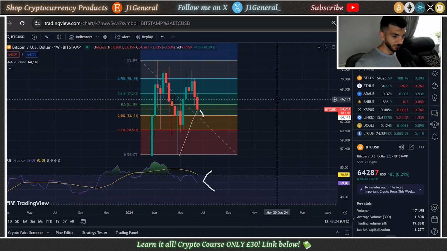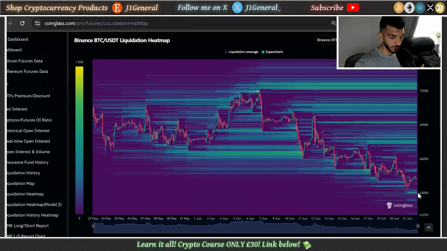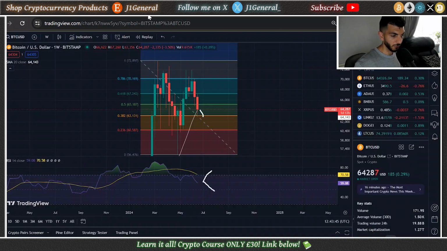Where I believe, or where I predict the most likely outcome is that Bitcoin tags the liquidation levels at 62, 63k, just to liquidate all of those long traders before then making its move back up to that 72k level to then clear all those short traders. This would also be confluent with the fib level, the 786, also confluent with the moving average holding as support, and also confluent with the RSI that could make a lower high evidently.